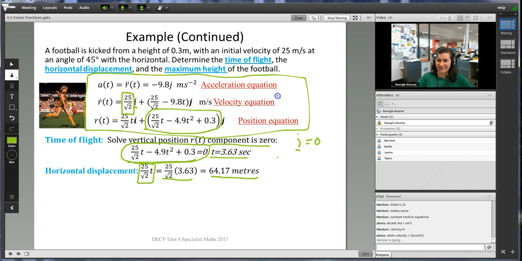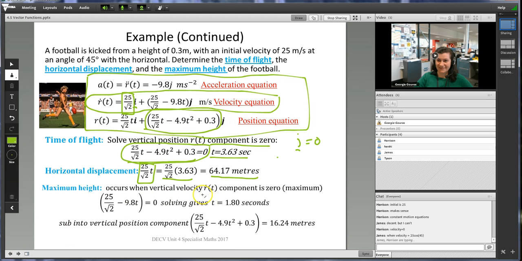No. This is the velocity equation here. When the J component of that velocity is equal to 0, it will no longer be going up anymore. It will start to come down. And at that point when it's 0, it's reached its highest point. So when the vertical velocity component is equal to 0, that's when it's going to reach the highest point, and thereafter the velocity will start to become negative, going back down towards the Earth. So solving this one gives t equals 1.8 seconds.